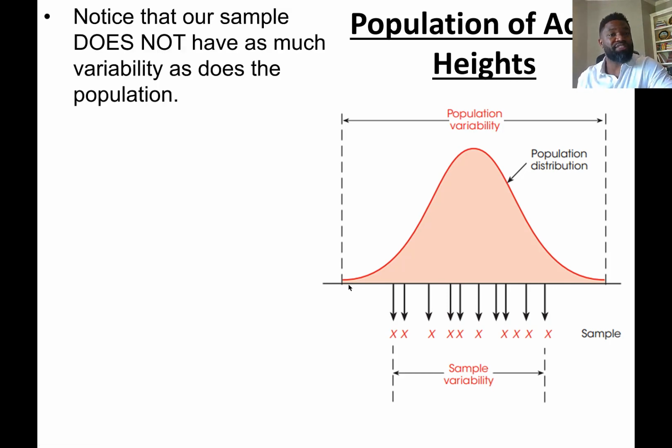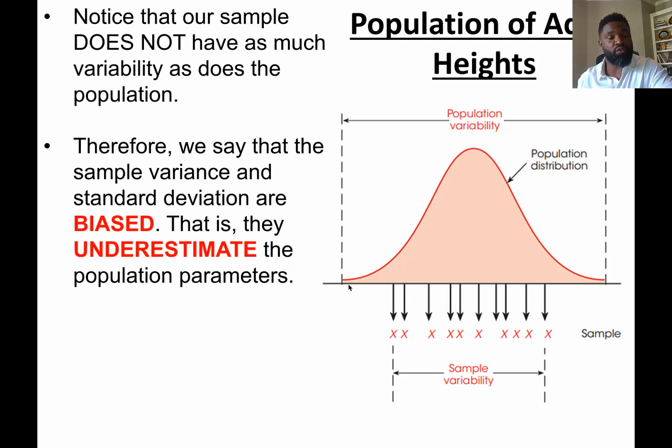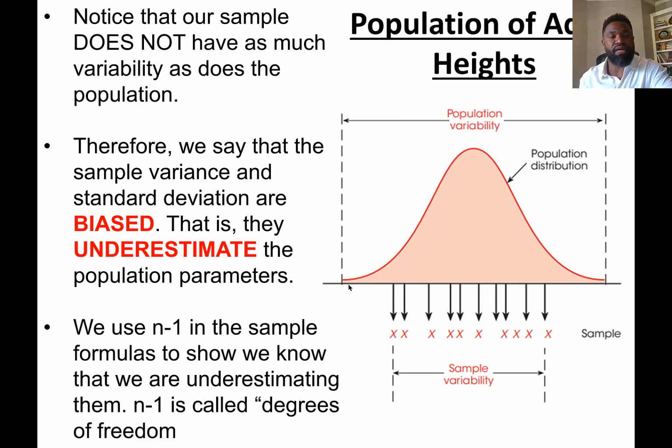So again, notice that our sample does not have as much variability as our population does. Therefore, we say that the sample variance and the sample standard deviation, they're biased estimates. That's what we call biased, right? They don't give you the population parameter exactly. The population mean formula actually is not biased. It actually does give you back the population mean. So that's why we use the sample mean as a good one.